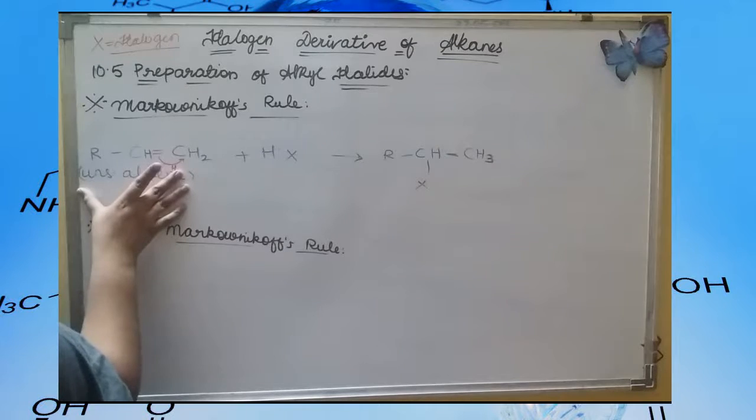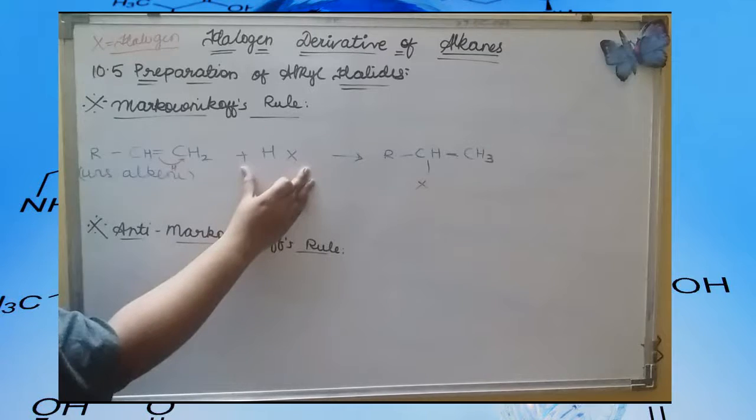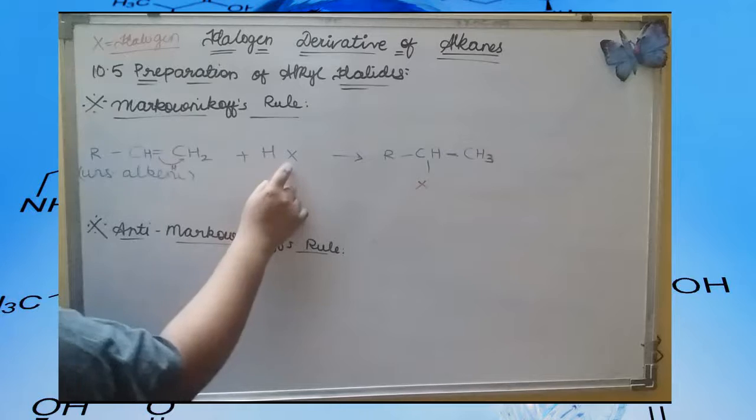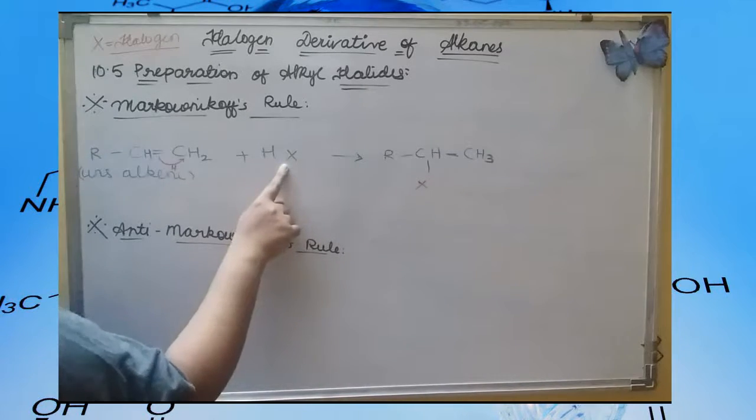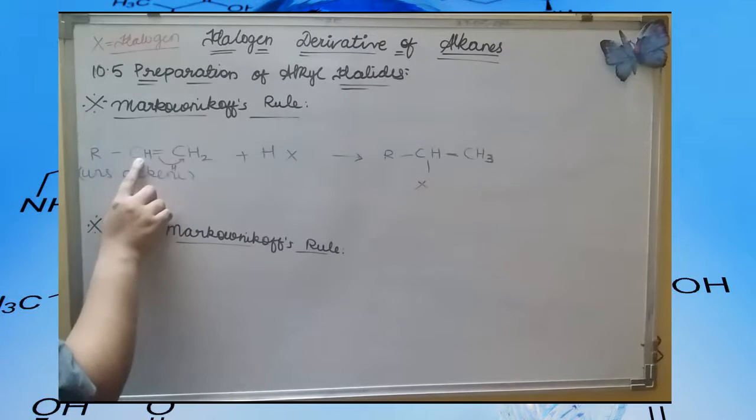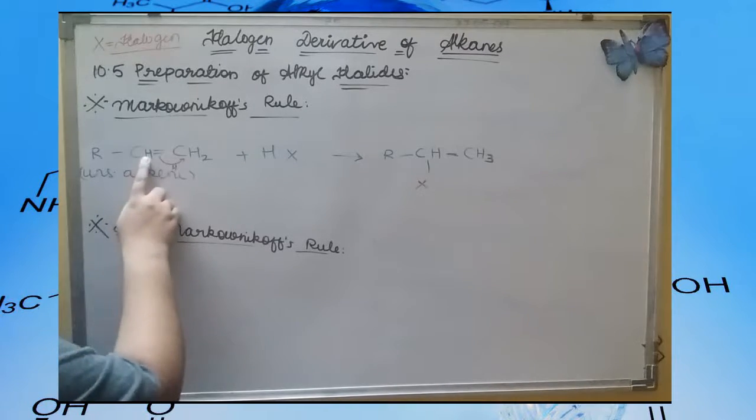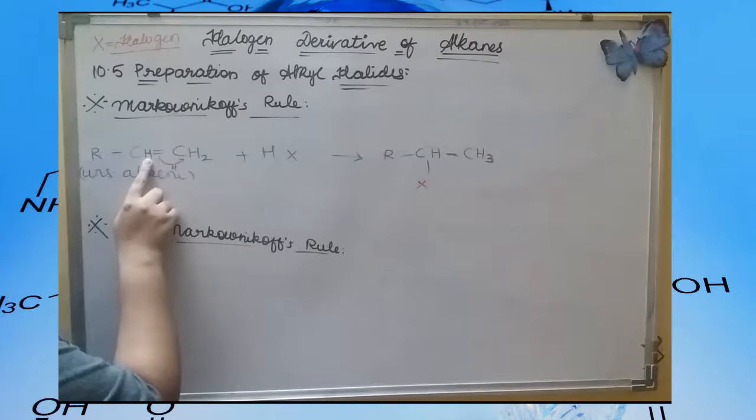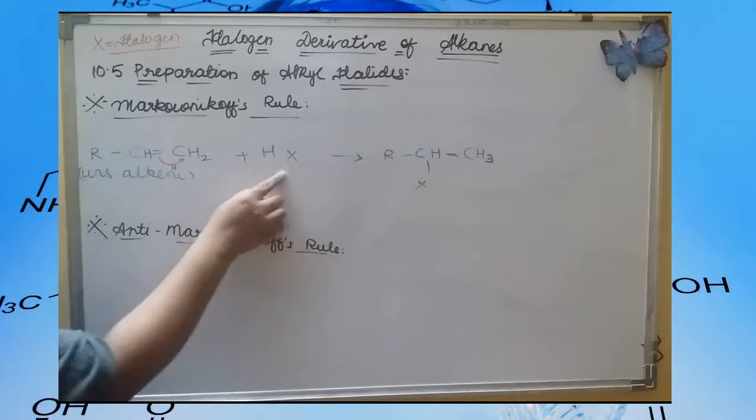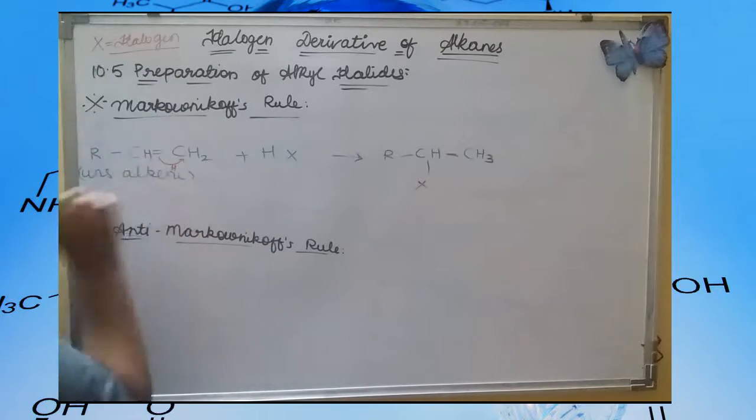When an unsymmetrical alkene is treated with an unsymmetrical reagent like HX, the negative part of the reagent, that means the X, gets attached to that unsaturated carbon atom which has the least amount of hydrogen atoms. So since it has only one hydrogen atom and this has two, in Markownikoff rule the halogen atom will get attached to this carbon atom which has the least number of hydrogen atoms.